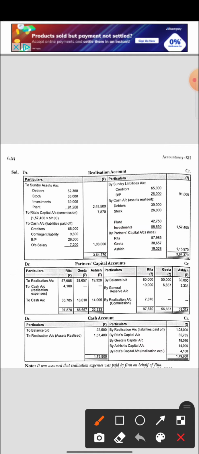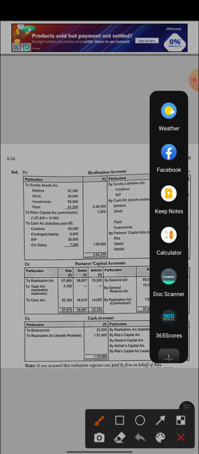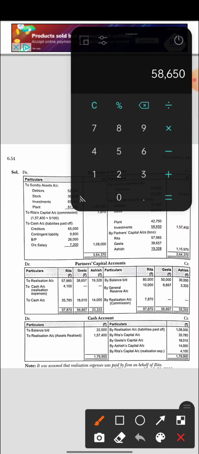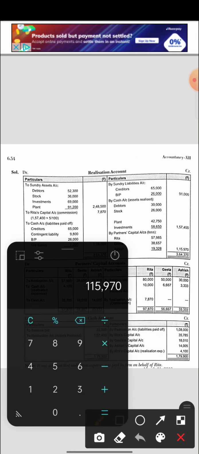After you minus, you will get 1,15,970. Now this is what you get after you deduct. In case you're not sure about that, let me help you out.